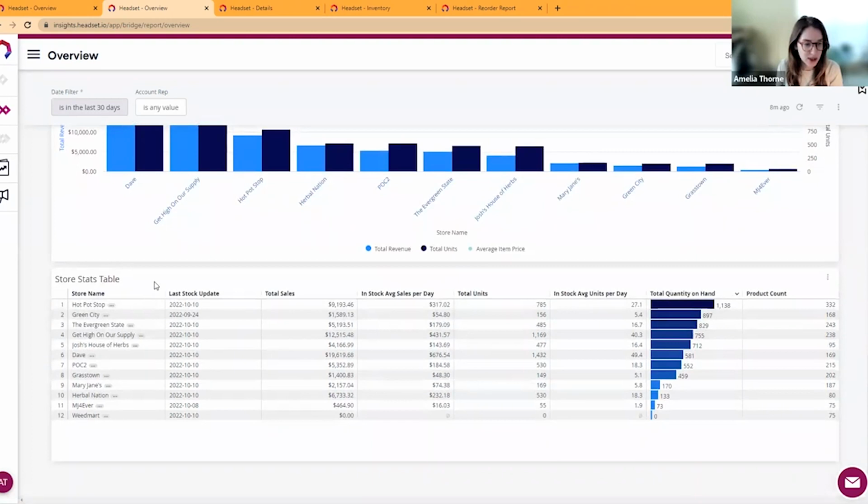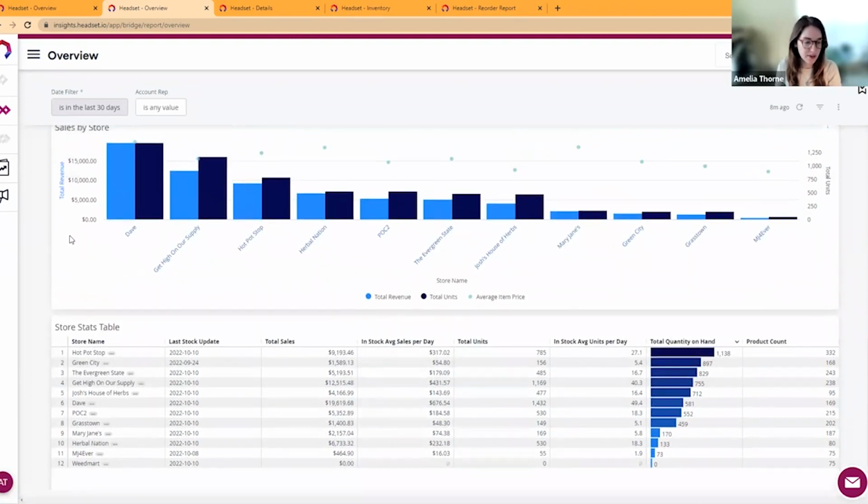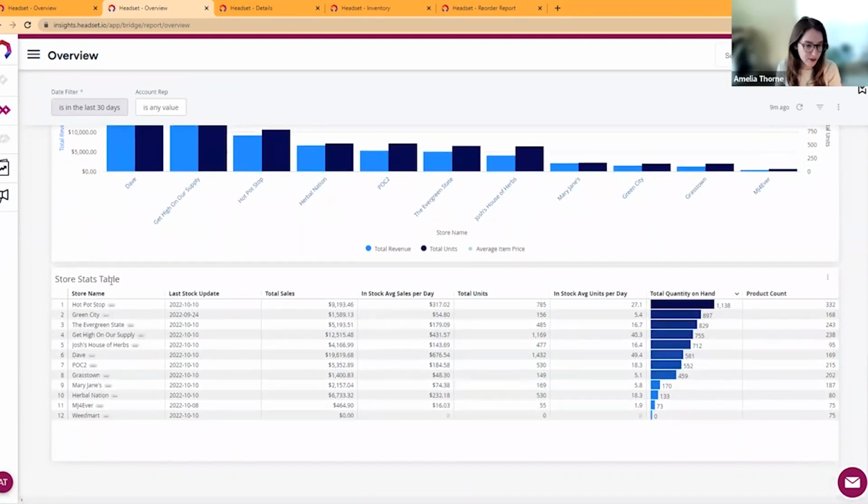In the store stats table, this is all of the same type of information just laid out in a nice table format. We see each of our store names, the total sales within those stores, in-stock, average sales per day, all of that good metric information that you really want to know for how the stores are doing for your brands.